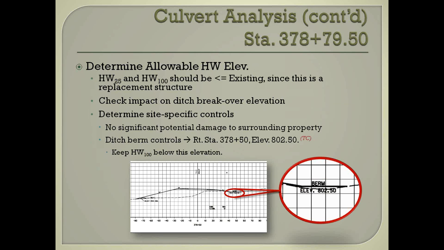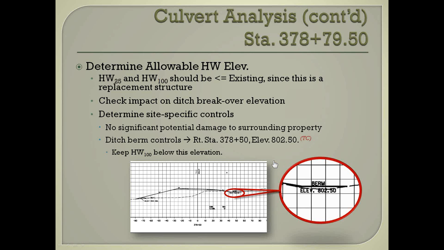Let me just skip past this. The headwater for the 25 and the 100 should be less than the existing, and because this is a replacement structure, we're trying to design this so that this berm does not get overtopped. So an elevation of 802.5 is what we want to keep our headwater below.